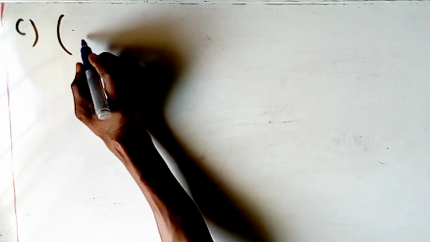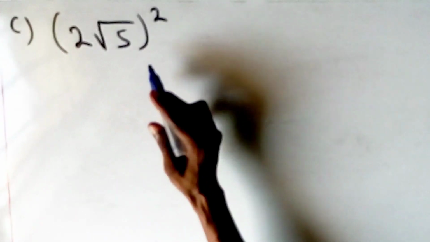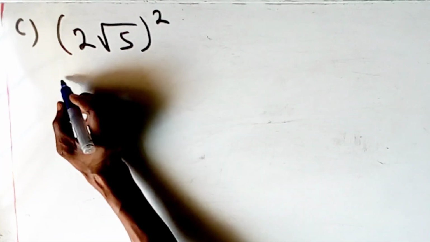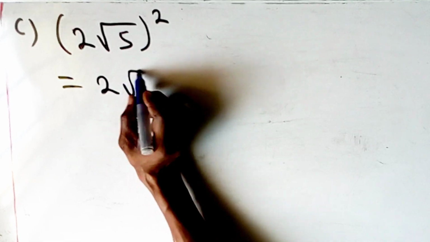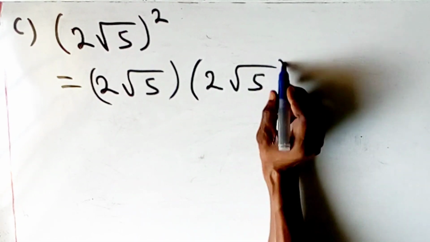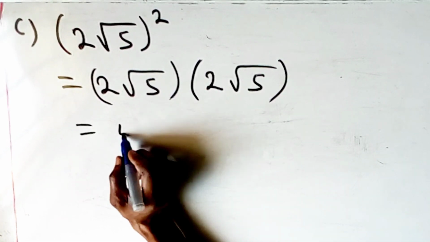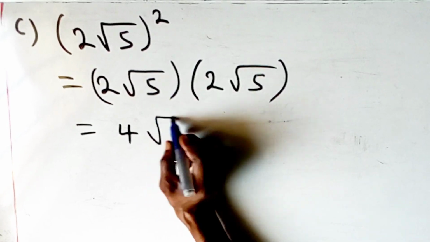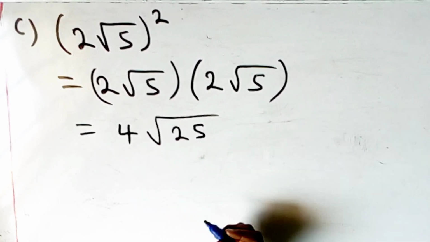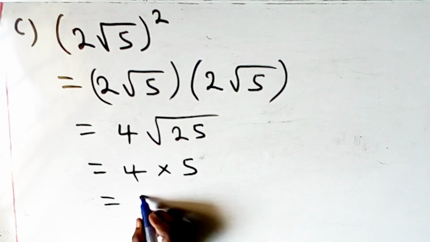The next example, we are given 2 root 5 all squared. So what does that mean? So 2 root 5 in two places. So 2 times 2, that will give us 4. Root 5 times root 5, that will give us root 25. And root 25 is equal to 5. 4 times 5 equals 20.